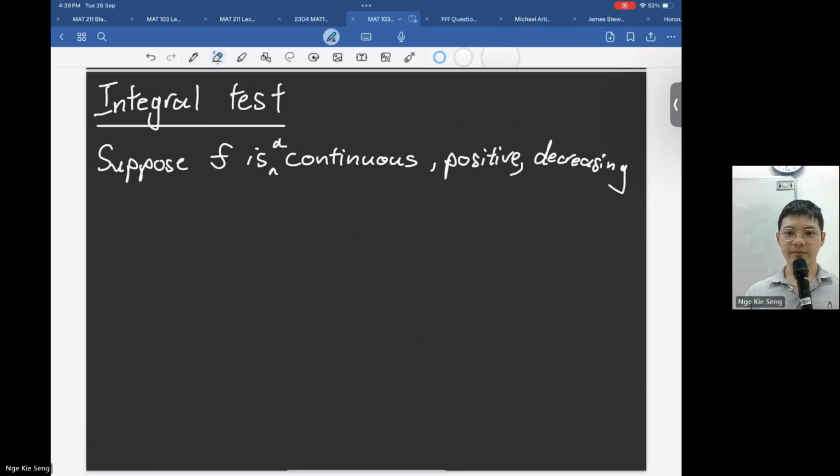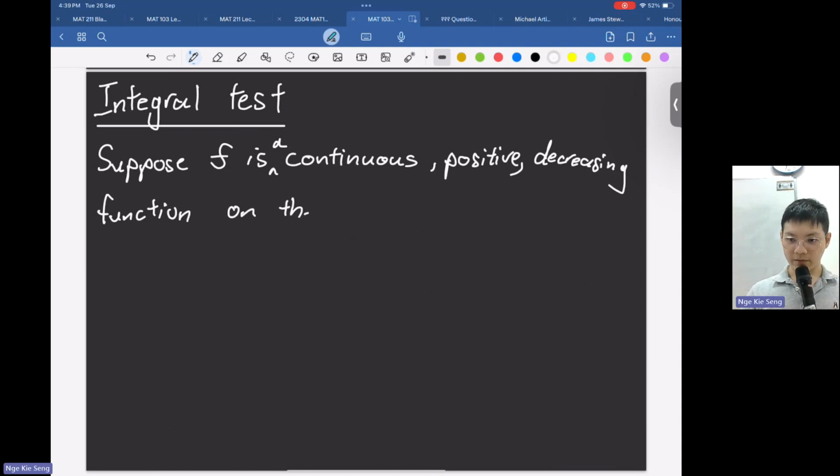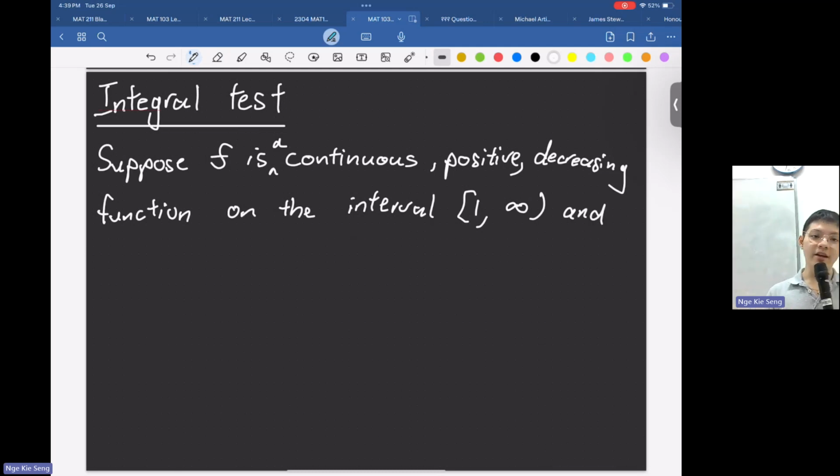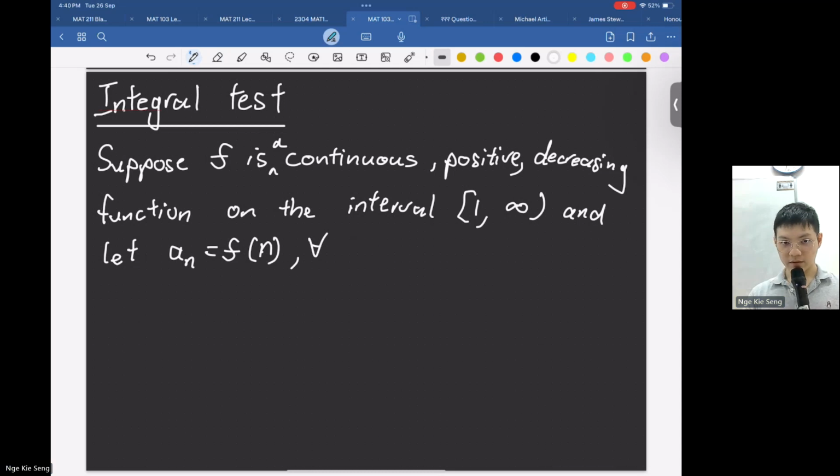Okay, so it's a decreasing function on the interval 1 to infinity. And then this is a function, right? But we have an a_n in our infinite series. So how do we cook up this a_n? How we cook up this a_n is to just take f and apply it on the natural numbers, or positive integers. You can see that our interval is from 1 to infinity, so it includes the integers in particular.